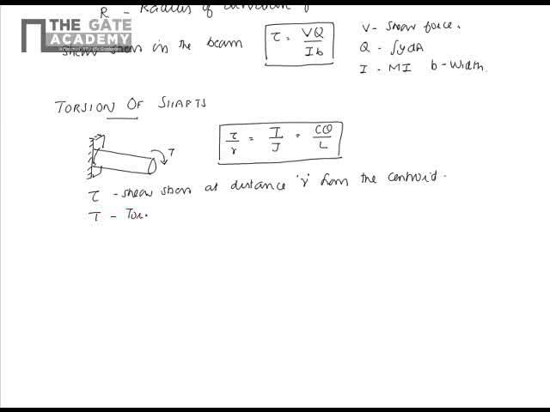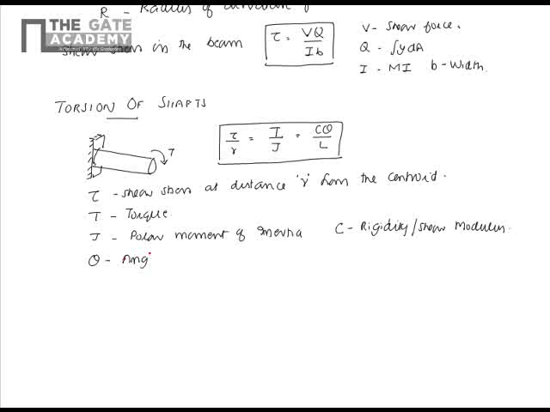T is the torque, J is the polar moment of inertia, C is the rigidity or shear modulus, theta is the angle of twist, and L is the length of the shaft. That's about torsion of shafts.